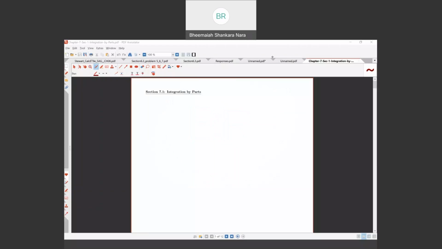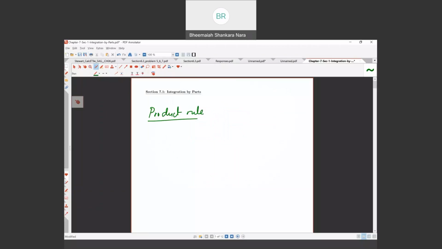We'll start with section 7.1. We will learn about integration by parts. So you all are familiar with the product rule from Calculus 1. So let me restate the product rule. This is from your Calculus 1.